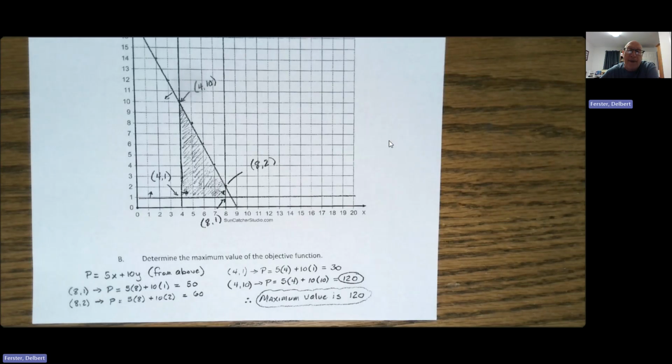All right, so 4 in for X, 10 in for Y. 5 times 4 would be 20. 10 times 10 would be 100, and that makes a P-value of 120. And we've got what we were asked to find, the maximum value for that objective function at 120.